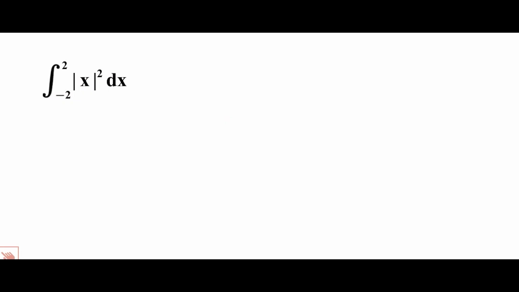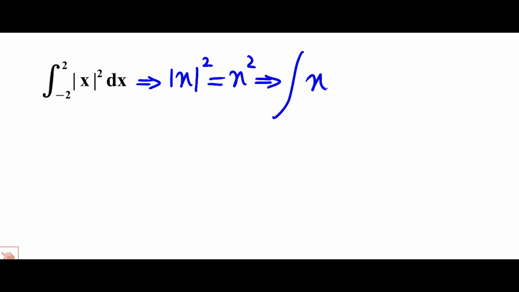Number 5, the integral of the absolute value of x squared dx from negative 2 to 2. Since the absolute value of x squared equals x squared, so the integral becomes the integral of x squared dx from negative 2 to 2.